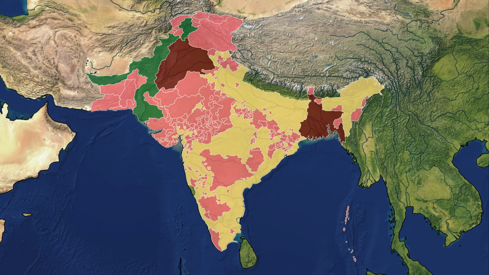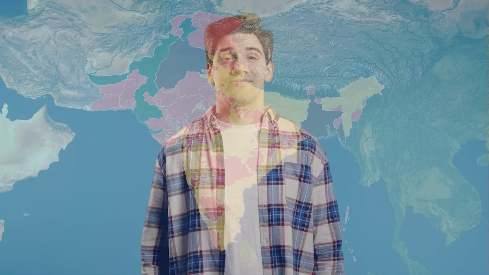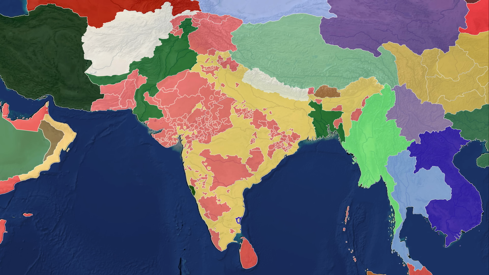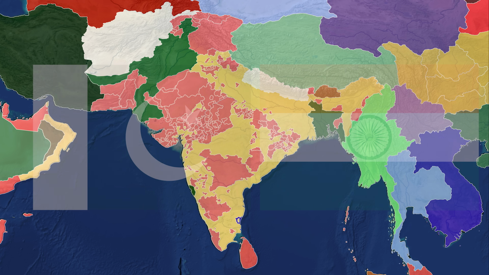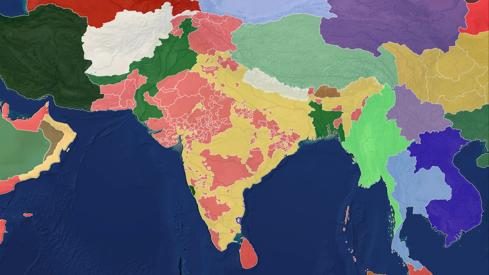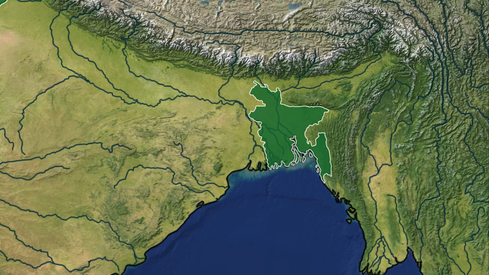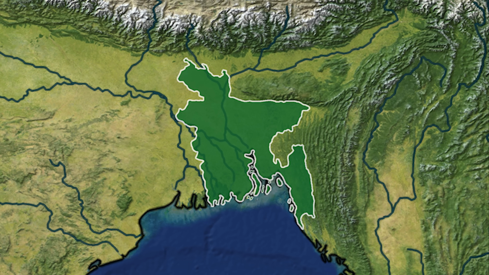The common belief is that the Radcliffe Line was drawn by a random drunk European who didn't understand the local people, but the fact of the matter is that this was so complicated and this is the best that could be done. So when Pakistan and India gained their independence on the 14th and 15th of August 1947, they only actually controlled these lands. Notice how Bangladesh is part of Pakistan, where it was called East Pakistan.